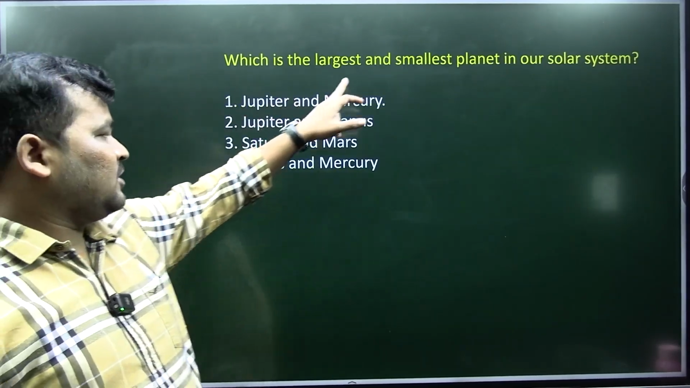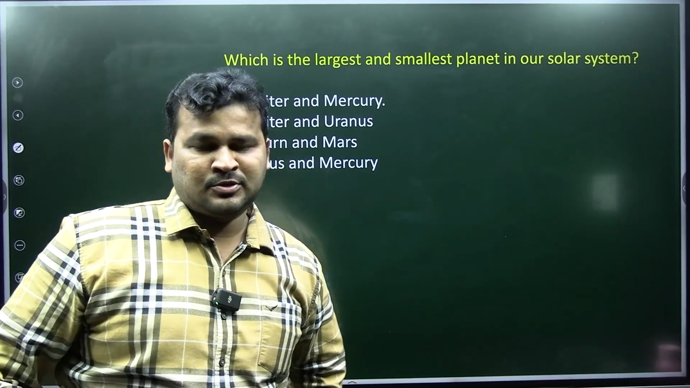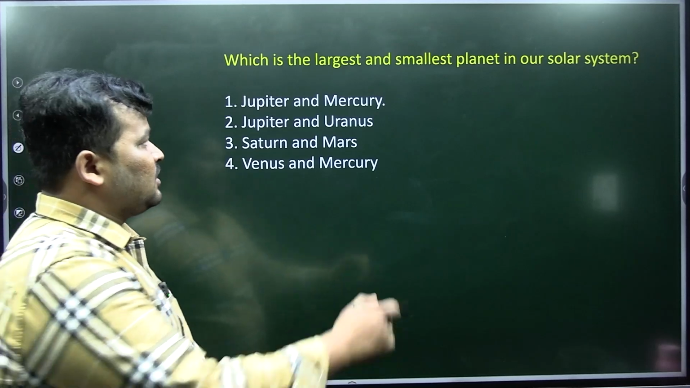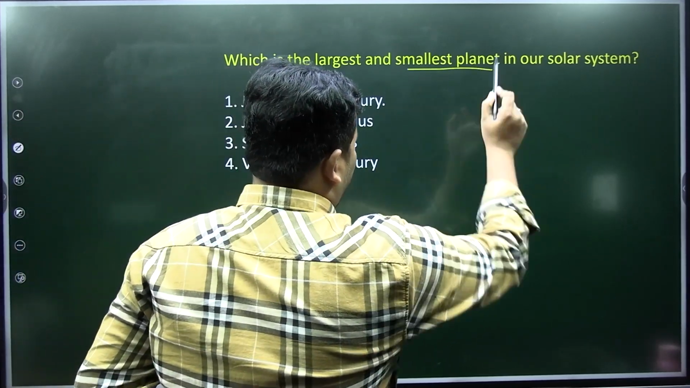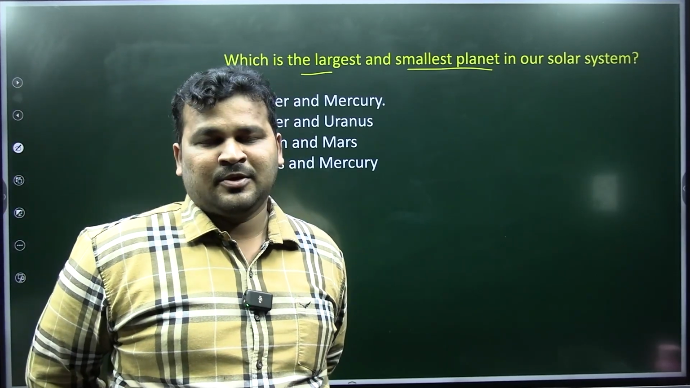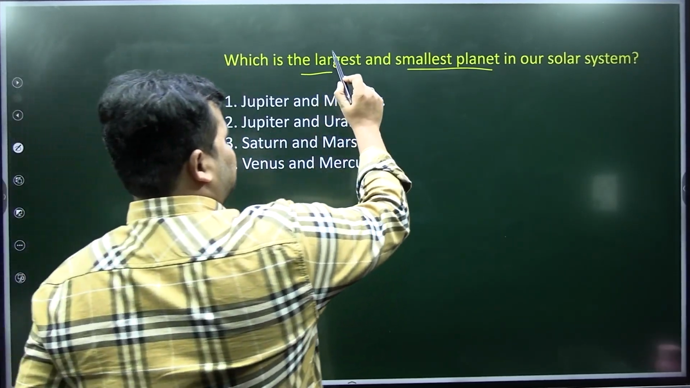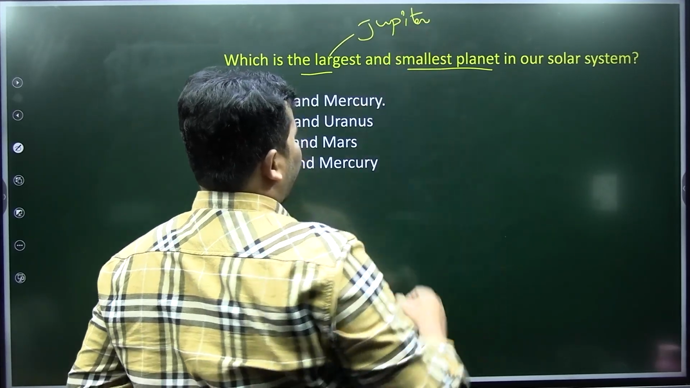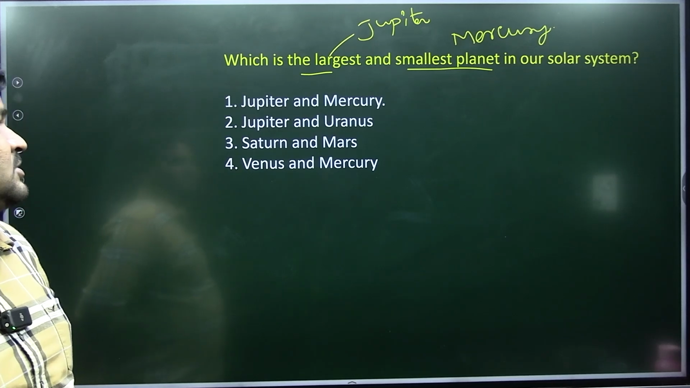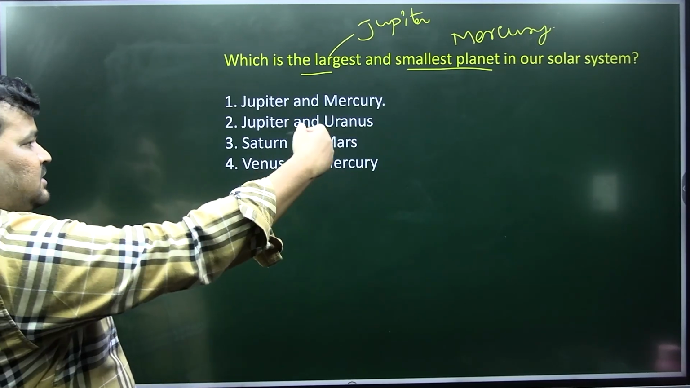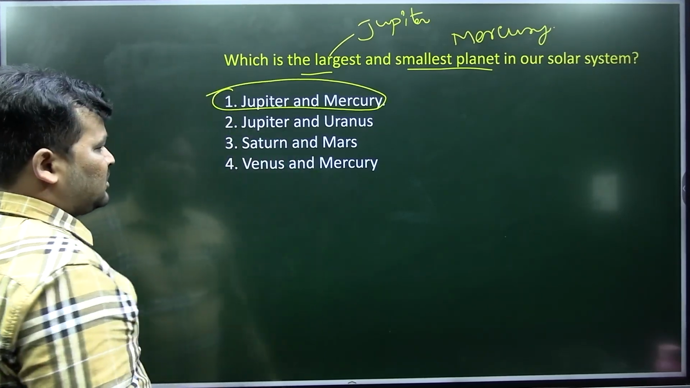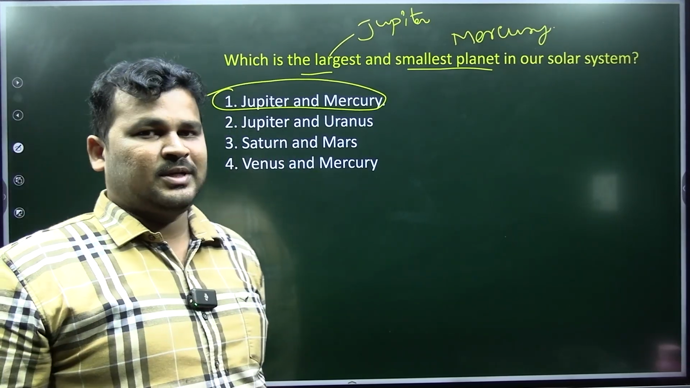Next one. Which are the largest and smallest planets in our solar system? He is asking about the largest and smallest planet in our solar system. Recollect the information from the main class. Largest planet, Jupiter. Smallest planet, Mercury. So find those answers in these options. Jupiter and Mercury. So 1 is the right one.